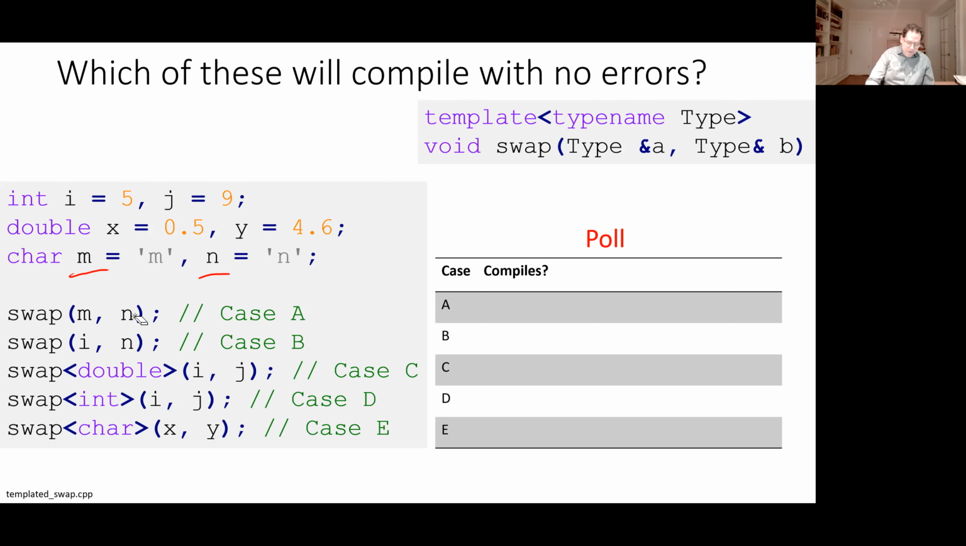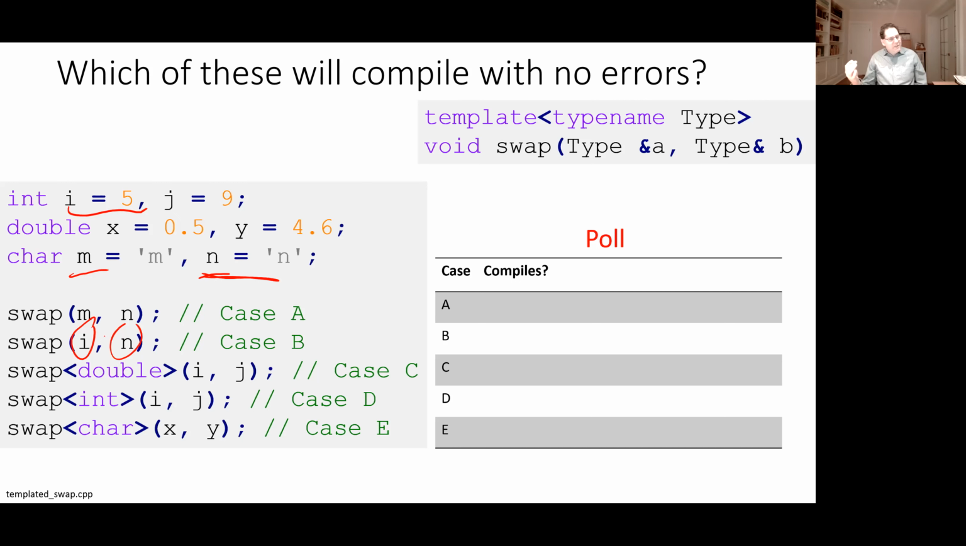Okay, next one. Swap I, comma N. So I is an integer, and N is a character. 17% of people said it would compile, 83% said it wouldn't, and it won't compile. So most of the class got this right. It won't compile because the types aren't the same. The swap we wrote takes two variables of the same type. These are not the same type.